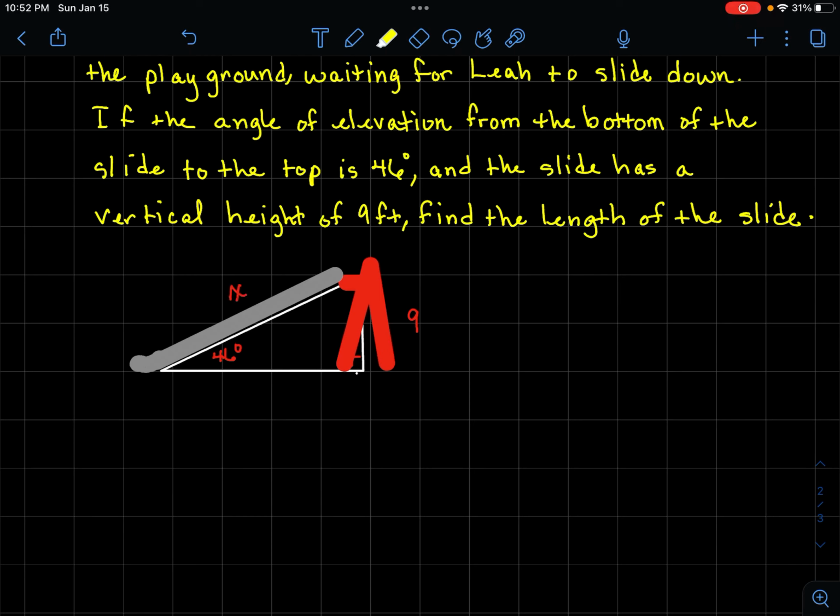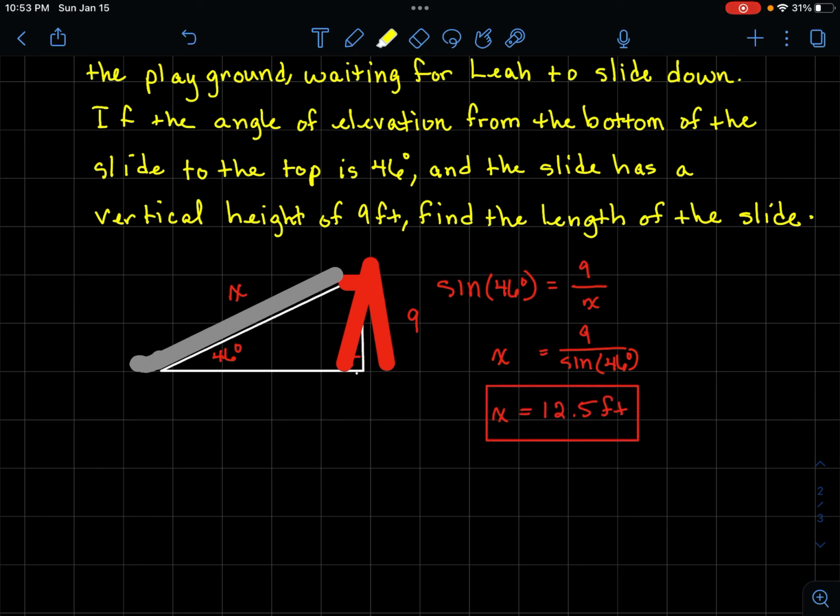And our question is, what's the length of the slide? So that would be the hypotenuse of this triangle. So now that we have our sides drawn and we have our angle, we look at the relationship of the sides to the angle. Here is our angle. 9 is considered opposite. And we have our hypotenuse of x. So we're going to use sine to solve this trig ratio. So our sine of our angle, 46 degrees, would equal 9 over x. Again, we can switch the x and the sine and then type into our calculator 9 divided by the sine of 46, which will give us 12.5 feet, is the approximate length of the slide.